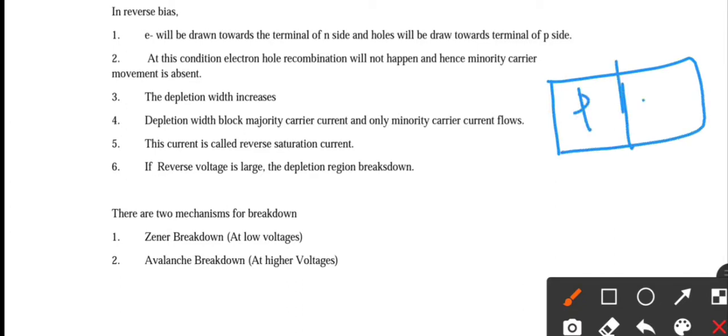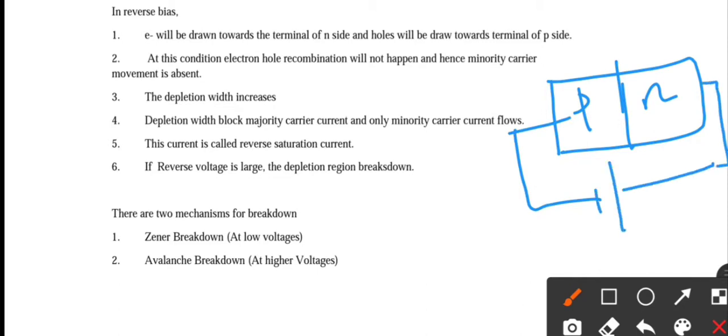In a PN junction, reverse bias means P is connected to negative and N is connected to positive. So holes in the p region will be attracted towards the negative terminal, and electrons in the n region will be attracted towards the positive terminal. So electrons will be drawn towards the terminal of the n side, and holes will be drawn towards the terminal of the p side. In this condition, electron-hole recombination will not happen, and hence majority carrier movement is absent.